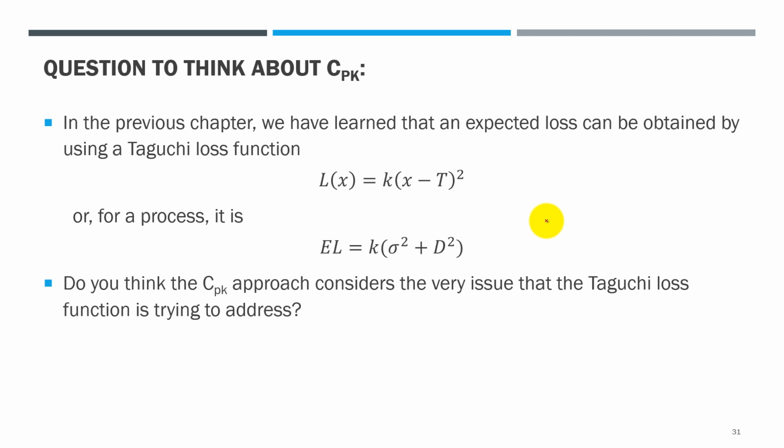Before I conclude, this will be another question that goes into your homework number 5. I want you to think about this. Okay, we have studied Taguchi loss function, and do you think the capability index approach considers the very issue that Taguchi loss function is trying to address? Okay, think about that. Of course, you need to think about this first. So Taguchi loss function is trying to address what issue back in those times, and whether the capability index approach addresses that issue.